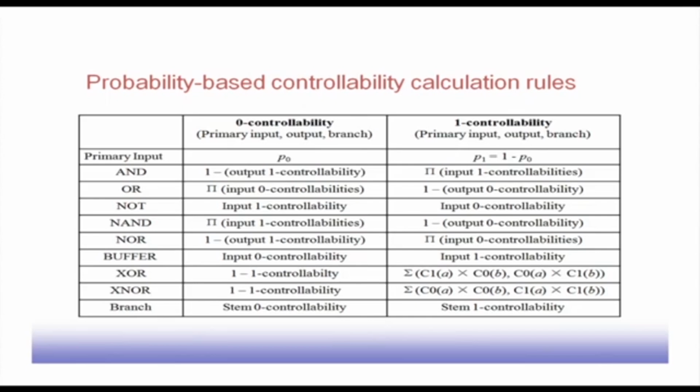Now, for the XOR gate, if the output has to be 1, then input A has to be 1 and B has to be 0, or A has to be 0 and B has to be 1. These two probabilities are summed up, and that gives me the 1 controllability, and 1 minus this gives us the 0 controllability. Similarly, we have XNOR.